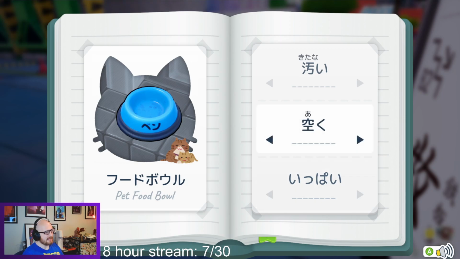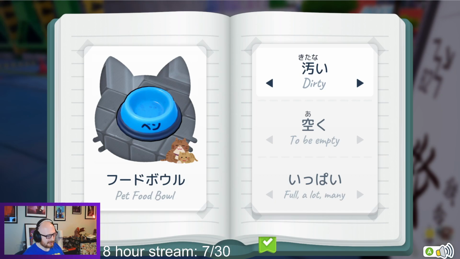When your pet says, food bowl o aitemasu, they're saying the food bowl is empty. It's currently empty. It's probably actually ippai, which is full, a lot, many. So let's go ahead and match these up to be empty. And then kitanai up here, you probably saw, is dirty, like a right-wing streamer's bedroom. It is kitanai. All right, so we have aku, which is to be empty. We have ippai, full, a lot, many.